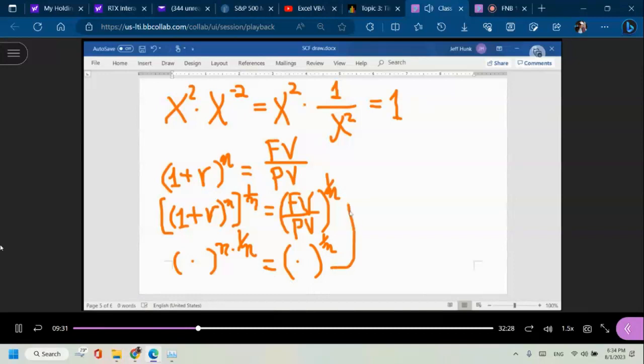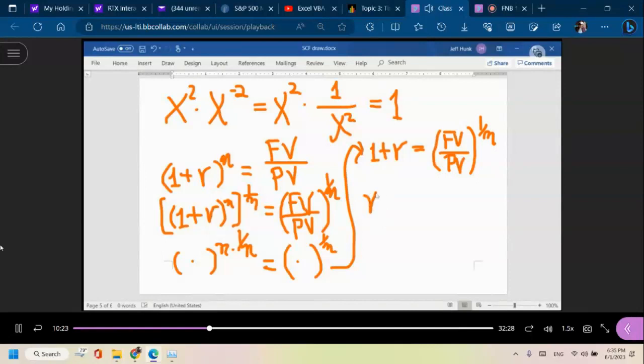Now, I'm going to bring it over here, right? So in the parenthesis, in the left-hand side, now only 1 plus r remains. And in the right-hand side, only the thing in the bracket remains. And the thing in the bracket is FV over P, or present value, raised to 1 over n.